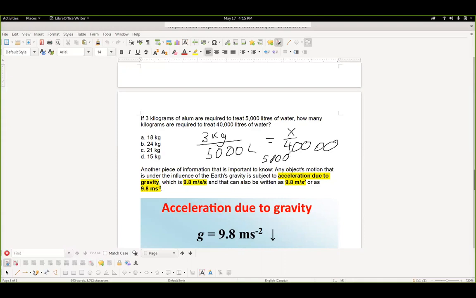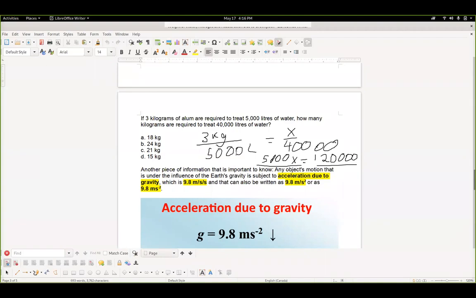Excuse the writing with a mouse, please. Equals 40,000 times 3 is 120,000. So now we divide both sides by 5,000.